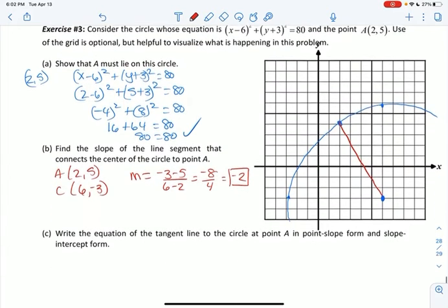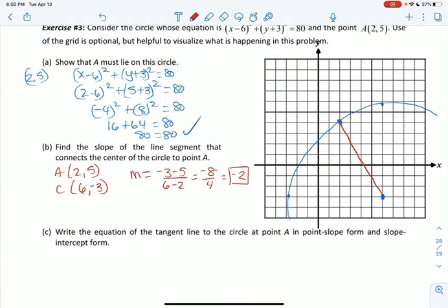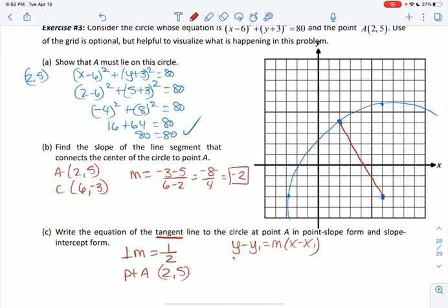Okay? Write an equation of the tangent line to the circle at point A. So remember, tangent is perpendicular, so I need my perpendicular slope. So perpendicular slope, I've got to flip it and change the sign. So there we go. And my point A is (2, 5). And all I'm doing is plugging that in. So let me write my point-slope. So y minus 5 equals 1/2 (x minus 2). So that's in point-slope form.